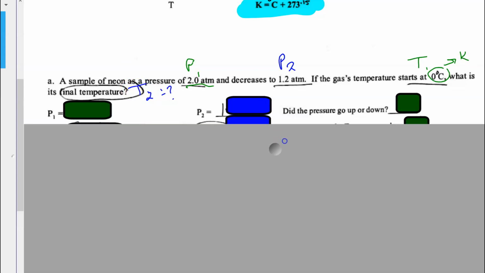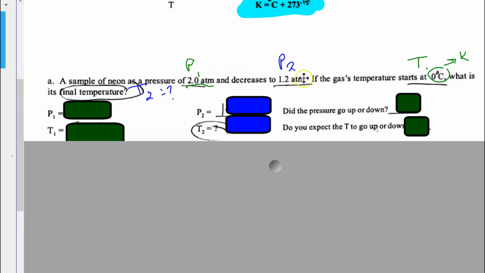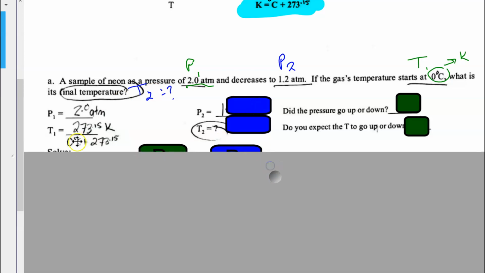It's very important to go through and diagram that in the problem so you know what you're being asked. Pressure 1 is 2 atmospheres. And temperature 1, we can't put in that 0. We've got to put in 0 plus 273.15, which gives us 273.15 Kelvin. Don't round for sig figs yet. Keep that until the end. Pressure 2, we're told, is 1.2 atmospheres, and temperature 2 is an unknown.